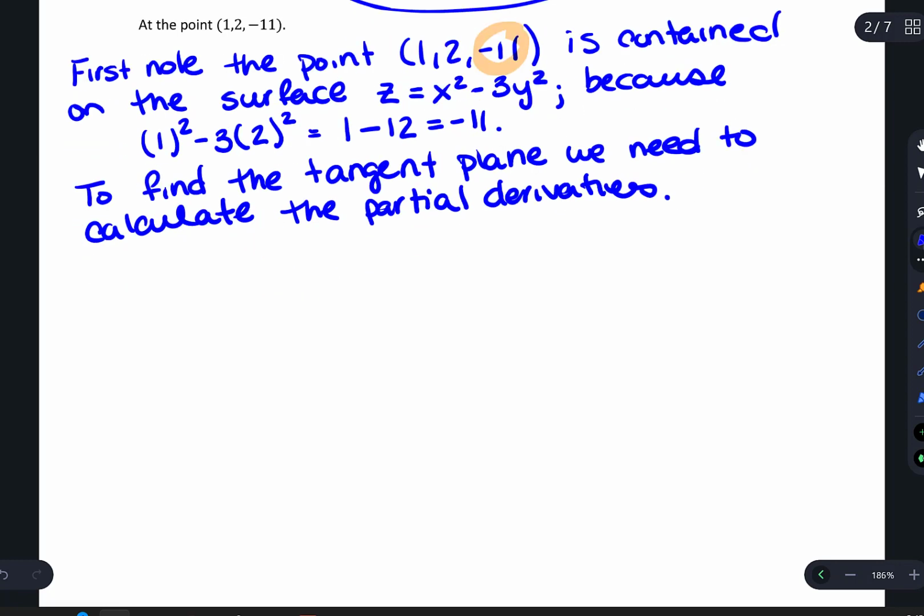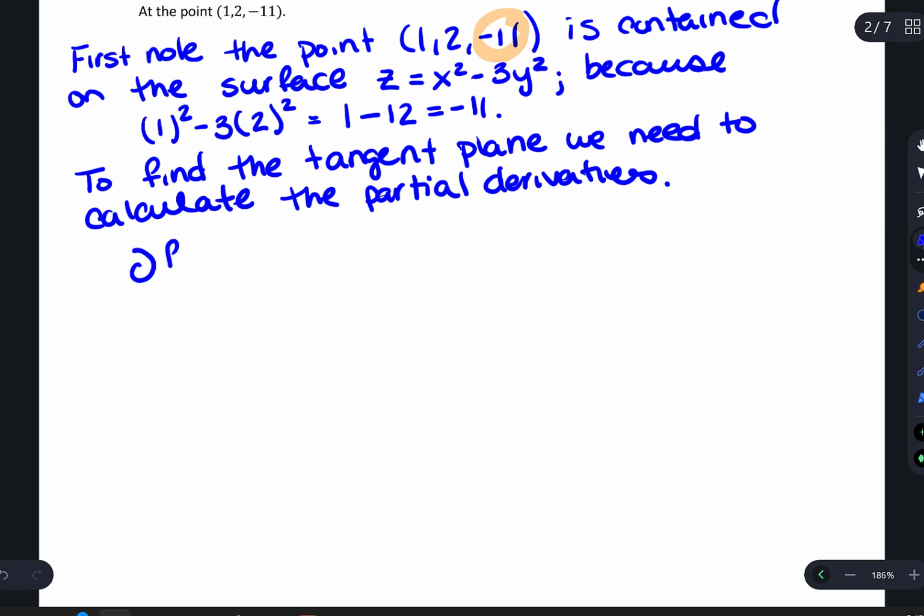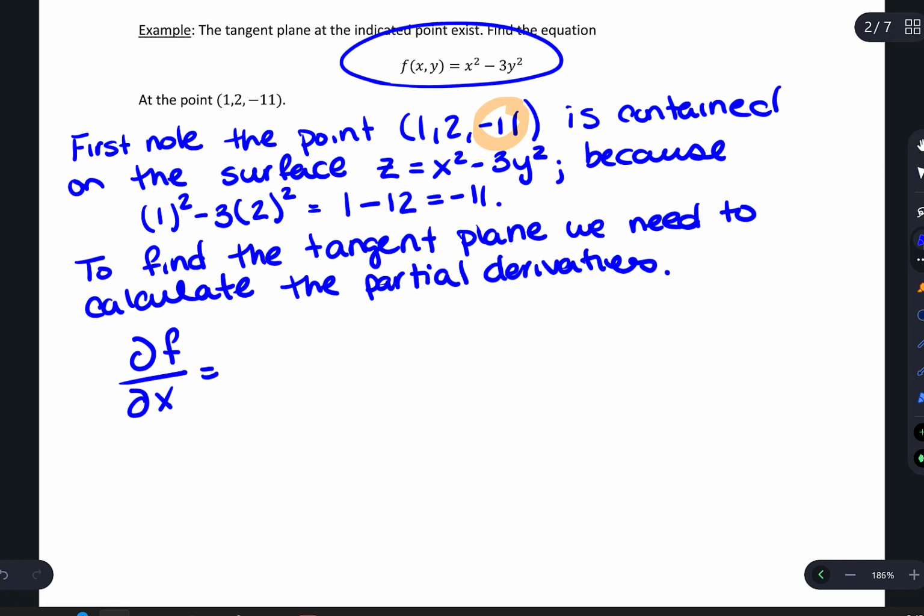So let's start out by calculating the partial derivative with respect to x first. Looking at my function up here, notice that only the first term actually contains an x, so the second term will just be treated as a constant. If we take the derivative of x squared with respect to x, we get 2x. And then of course the second term, minus 3y squared, doesn't contain an x, it's a constant, so the derivative of that term with respect to x is just 0.